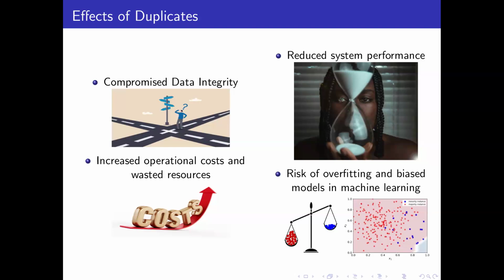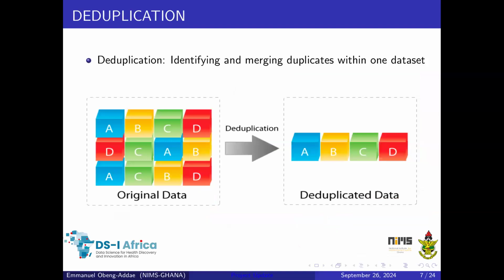Then now there's the risk of overfitting and biased models in machine learning. When you train a machine learning model on a data set that has a lot of duplicates, it can result in the algorithm learning the noise and the redundant patterns, making it difficult for it to generalize on unseen data. And ultimately, this will result in skewed and inaccurate predictions. So to mitigate these effects, we need to implement robust techniques to handle the duplicates in a data set. And there are two commonly used terms that are used to refer to the process of handling duplicates in the data set.